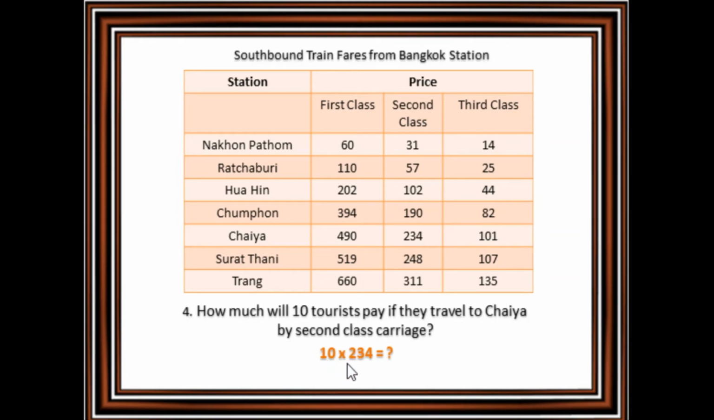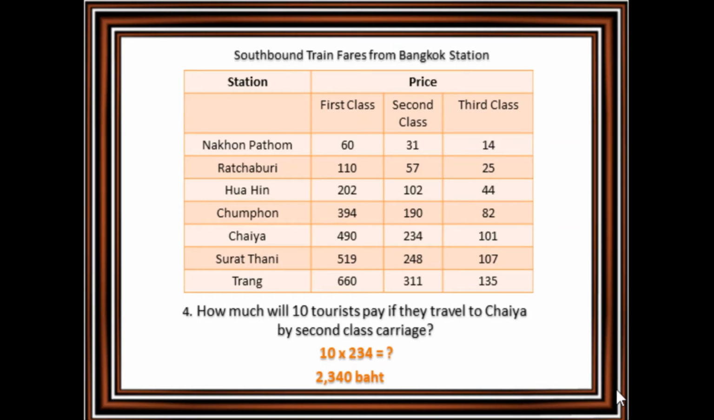10 times 234 is equal to, you can solve it in your house. It is 2,340 baht. 10 tourists will pay 2,340 baht going to Chaiya by a second class carriage. Can you follow?